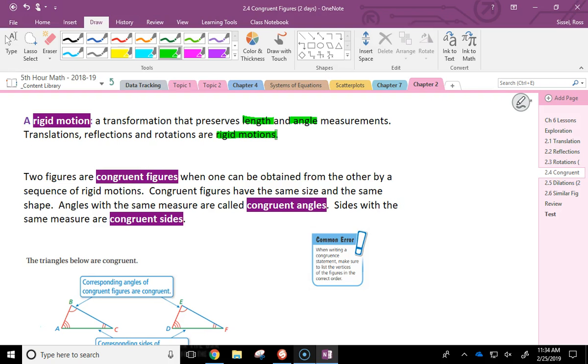Parker, do you have this, Turpin? Is it copied in? Alright.